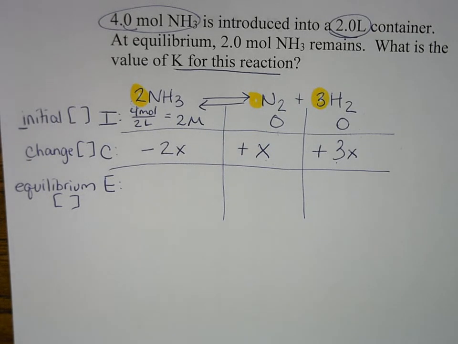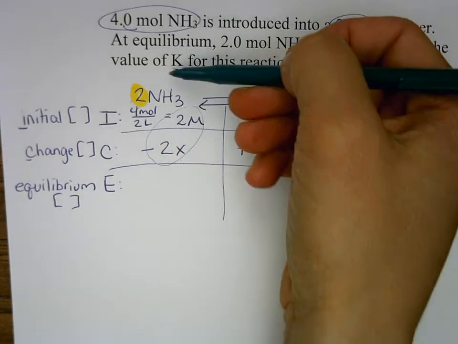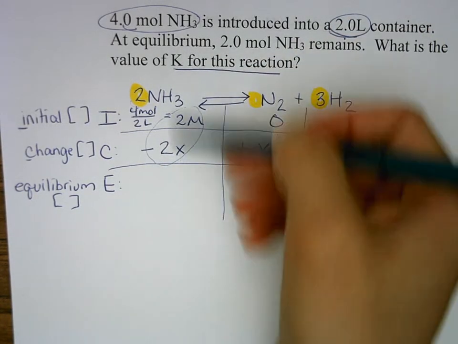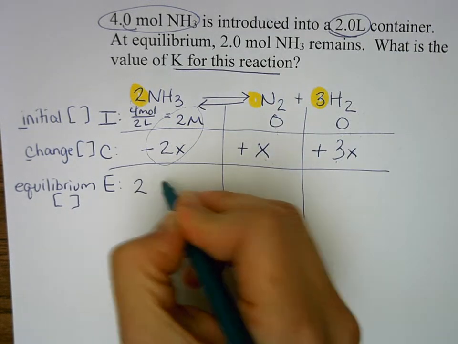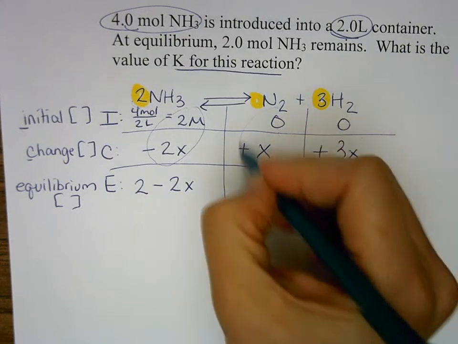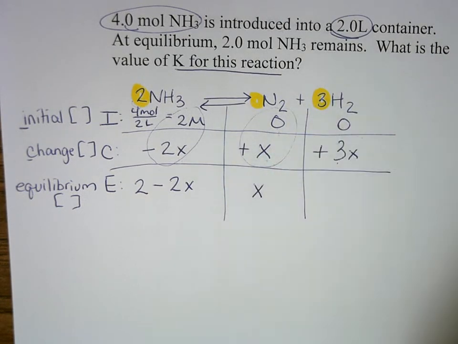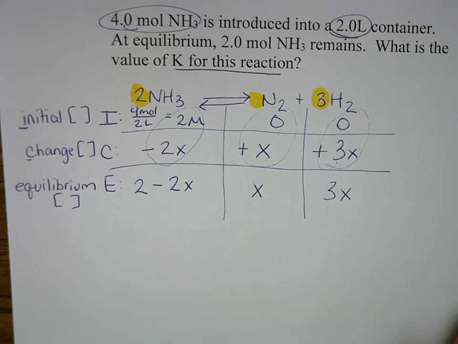In my equilibrium row, you go down your column, and at equilibrium, I'm going to have 2, which is what I started with, minus 2x, however much it loses. I'm going to have 0 plus x here, which is just x, and 0 plus 3x right there, which is just 3x.